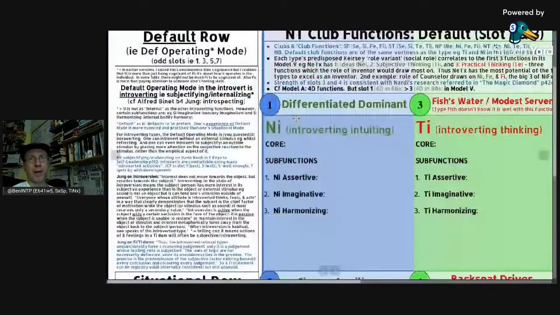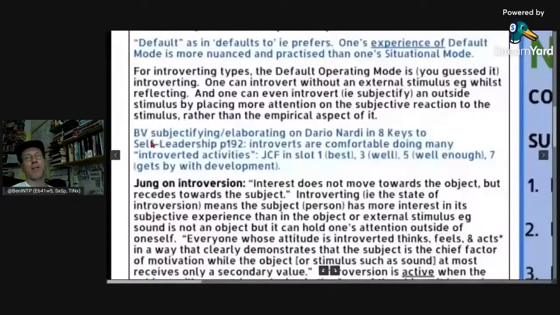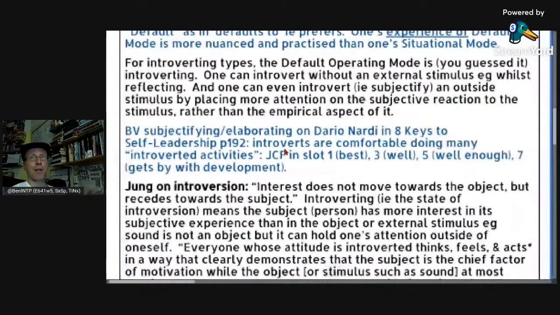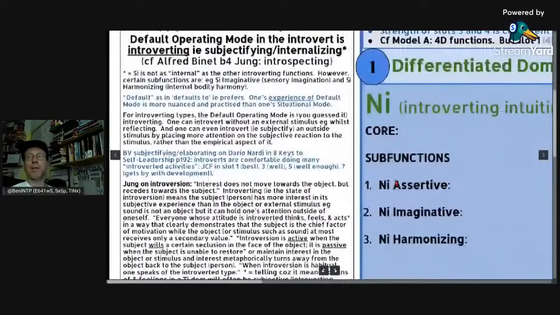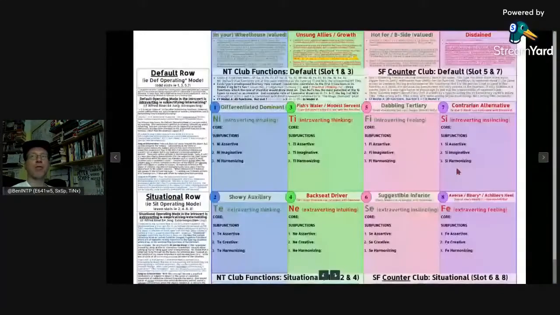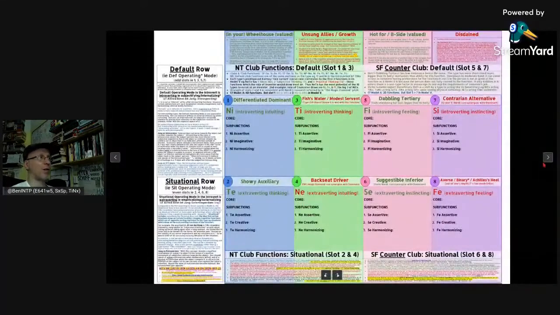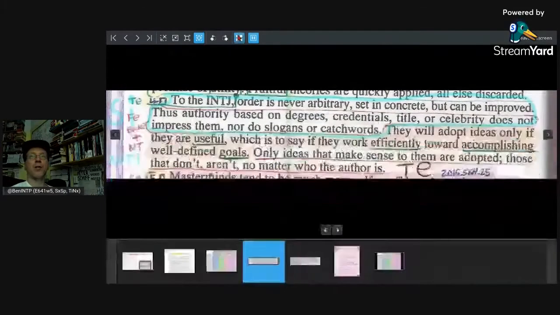And then something about Dario. This is building on what he wrote in 8 Keys. Didn't write this, but it's consistent with it. Introverts are comfortable doing many introverted activities. Dario's got clearer in style as he's gone along. Like, 8 Keys was written in 2005, sort of for a business audience, a bit jargony. So let's get back to there.